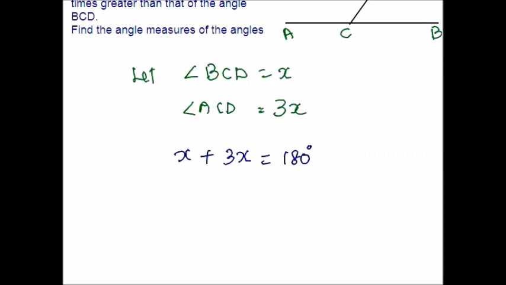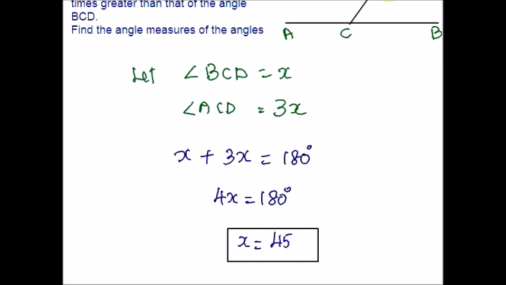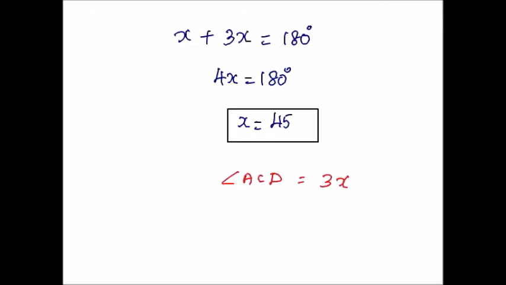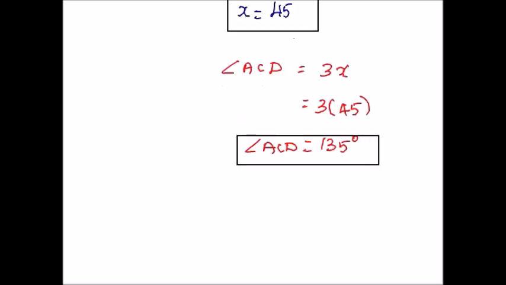x plus 3x will give you 4x. On dividing both sides by 4, we'll get 180 over 4, which is 45. We have got the value of one of the angles. Now let's substitute this x in 3x to get the angle ACD. Replace x by 45. So the other angle is 135 degrees. Thus we get the two angle measures in accordance with the problem condition.